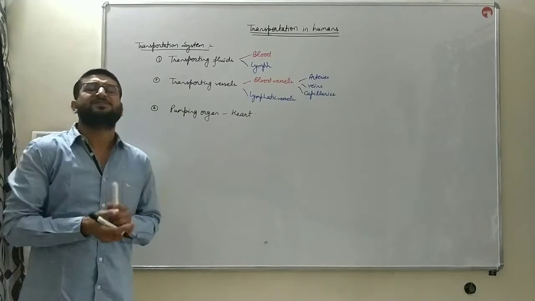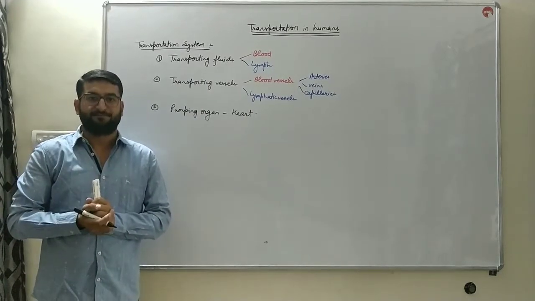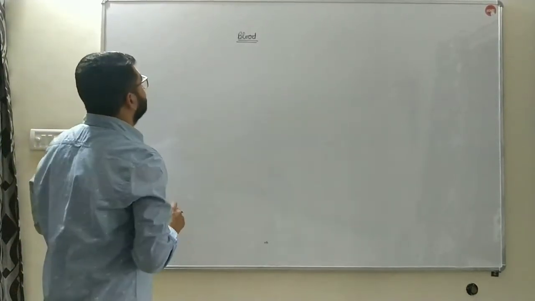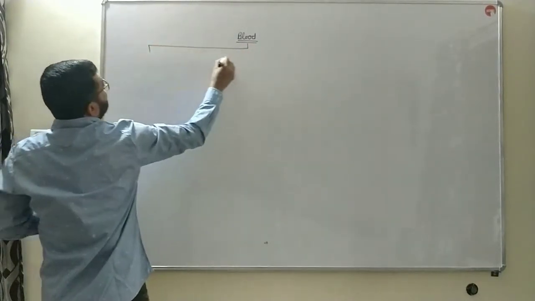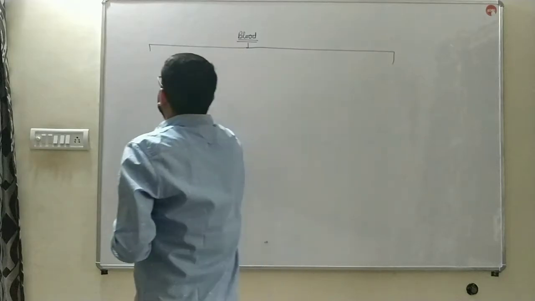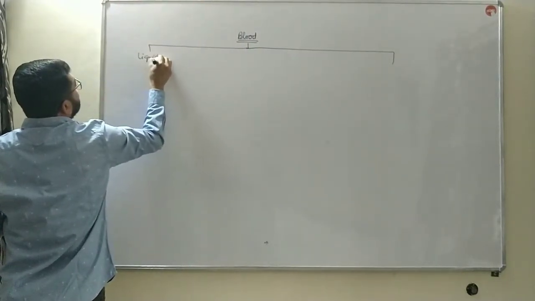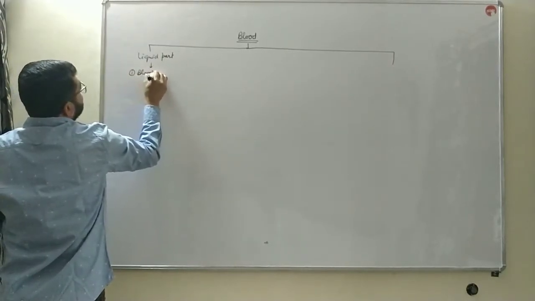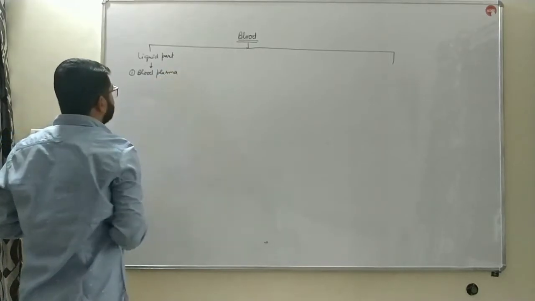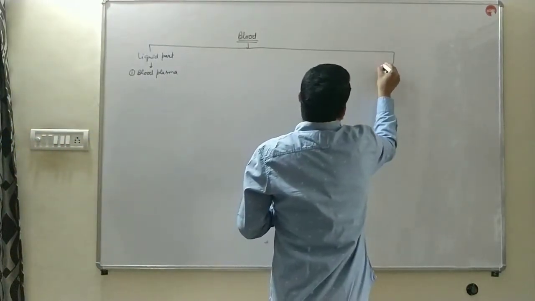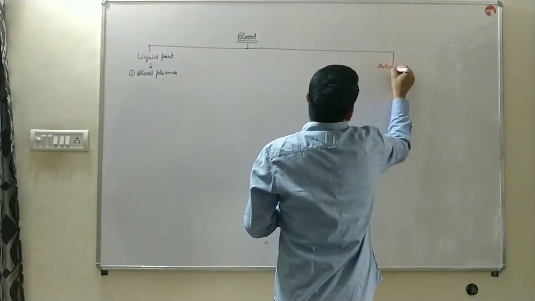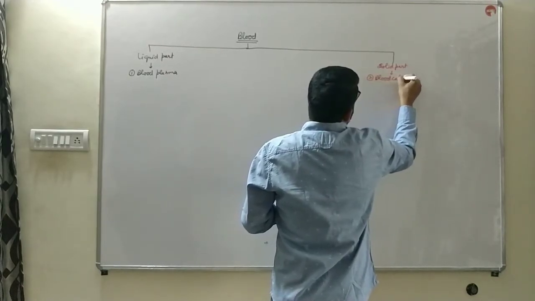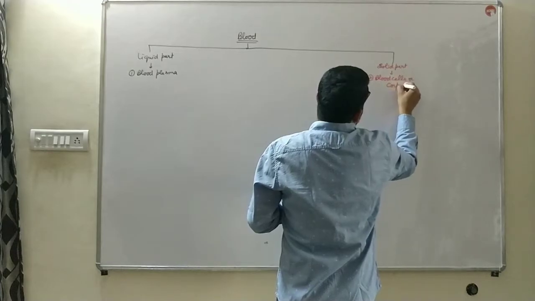So now we will discuss these parts one by one. We'll discuss the first transporting fluid, that is blood. Blood has two parts. The first is the liquid part, which is known as blood plasma. And the second is the cellular part, the solid part, that is blood cells or blood corpuscles.